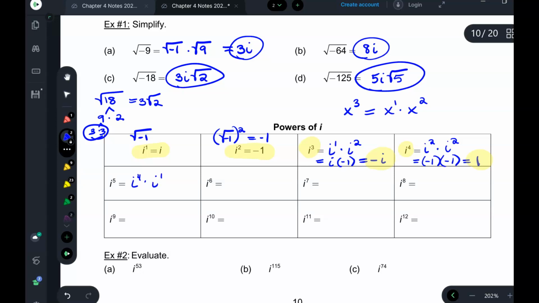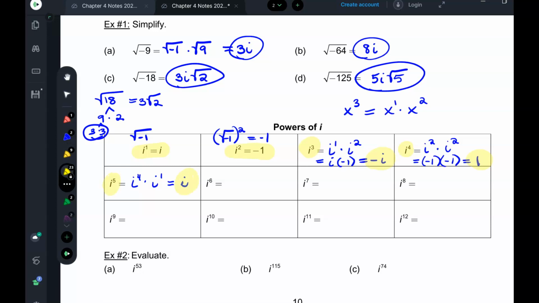Why did I rewrite it with an i to the fourth power? Because we know i to the fourth is equal to positive 1. So I get positive i. So i to the first was i, and i to the fifth was i. So these are all going to line up.